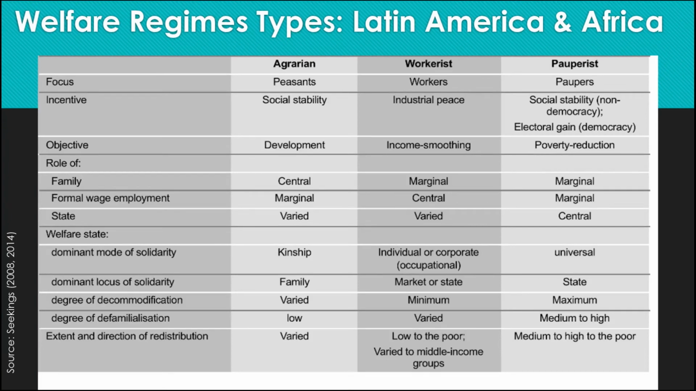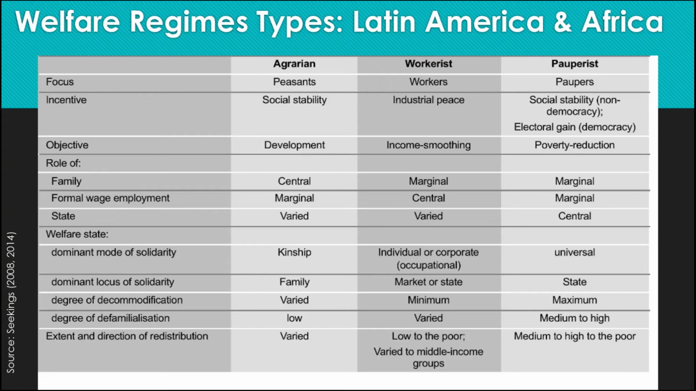A further refinement of the original classification, which you can see on the screen now, involves the same three types of welfare regimes with five classification criteria. For instance, the peasantry was the focus of the agrarian welfare regimes, workers the focus of the workerist welfare regime, and the poor the focus of the pauperist welfare regime. The incentive for constructing the welfare regimes also differs. The incentive in the case of the agrarian regime is to secure social stability, whereas ensuring industrial peace is the incentive for the workerist welfare regime, while social stability in a non-democratic context or gaining electoral victory in the context of liberal democracy is the incentive for the pauperist welfare regime.